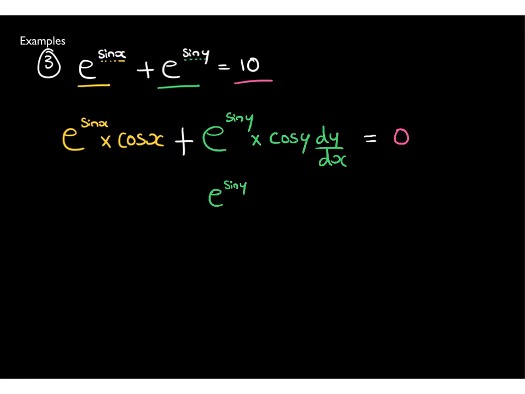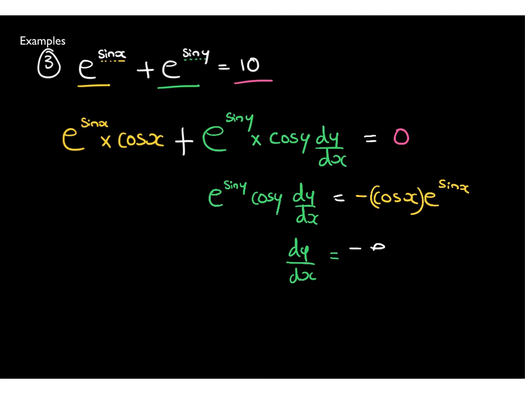e to the sine y cos y dy by dx is equal to negative cos x e to the sine x. Make it very clear as to which part of the function is which. And then let's divide through to find dy by dx, which is negative e to the sine x cos x all over e to the sine y cos y.